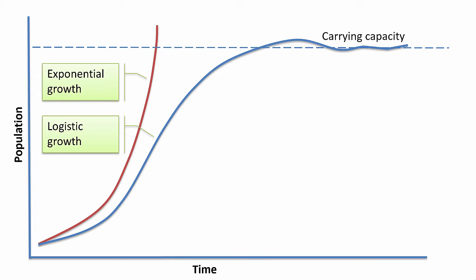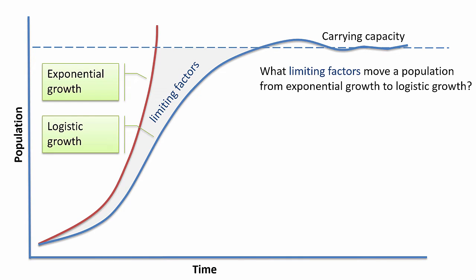Well, what would actually cause a population to slow down like that? If given infinite, unlimited resources, all populations would reach exponential growth. So what are the factors that might slow a population down into logistic growth? Well, those are referred to as limiting factors. These are the things that are going to push a population, direct a population to slow down and eventually stop growing and reach some kind of carrying capacity.